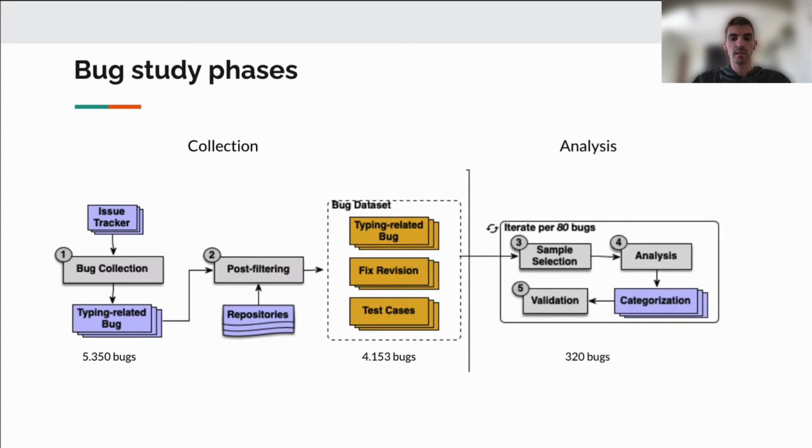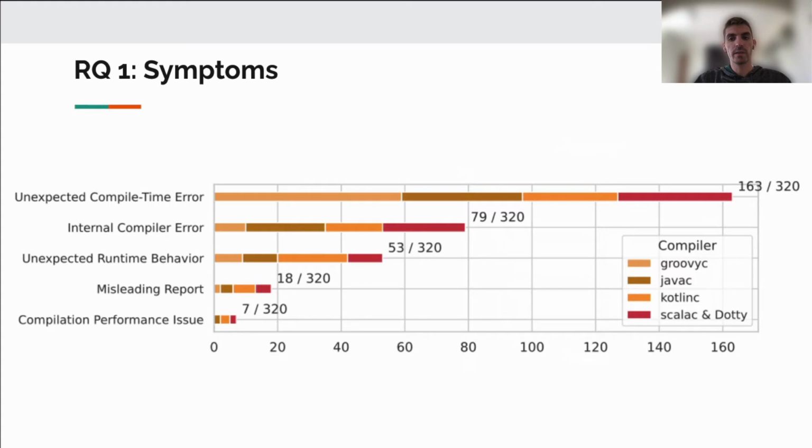Next, our analysis was performed by four researchers in four iterations. In each iteration, two researchers first select a random sample of 80 bugs containing 20 bugs from each language. Then, they manually analyze each bug and categorize them based on our research questions. Finally, two additional researchers validate the categorization in each round. Now, we can answer our research questions. Let's begin with the first research question.